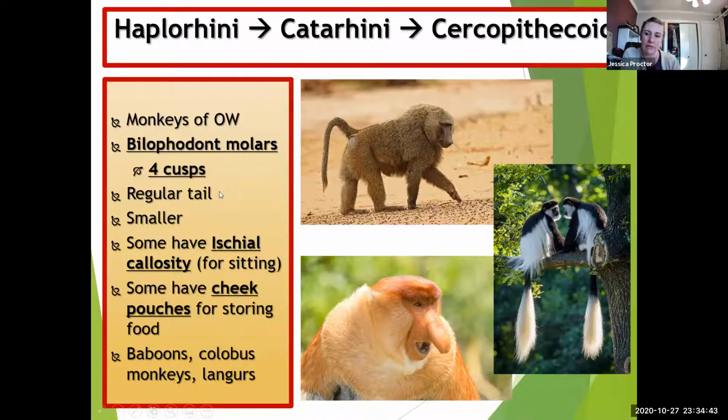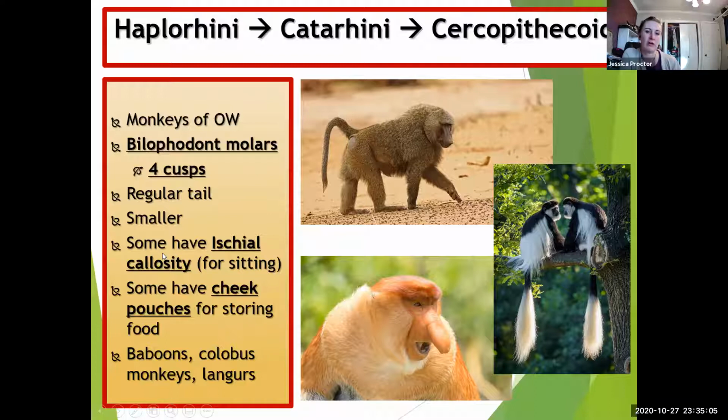So they have a regular tail, not a prehensile one. So you notice here in the olive baboon, there is a tail, but it is not prehensile, meaning it does not have grasping abilities. Same thing in these black and white colobus monkeys over here. They have a tail, but it is not prehensile. The Cercopithecoids tend to be smaller than the hominoids, smaller than apes and humans.